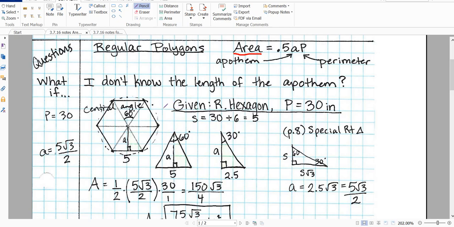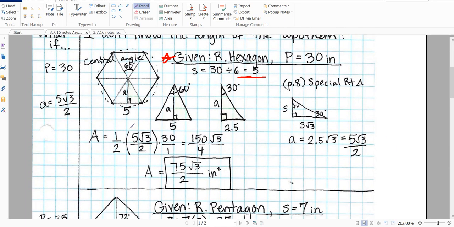So here's an example. We are given a regular hexagon, so 6 sides, and we know that the perimeter is 30 inches. So if we take those 30 inches and evenly divide them up among our regular congruent sides, we know that we have 5 inches per side. Alright, the next step is to determine what the apothem is.